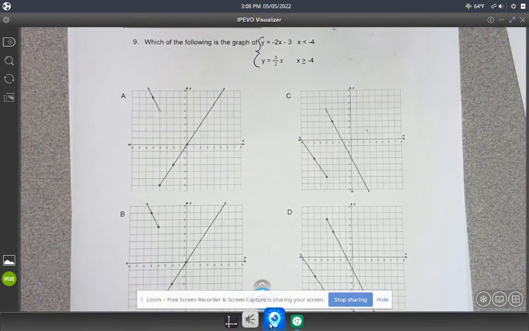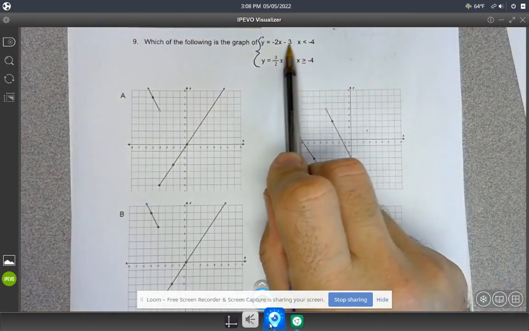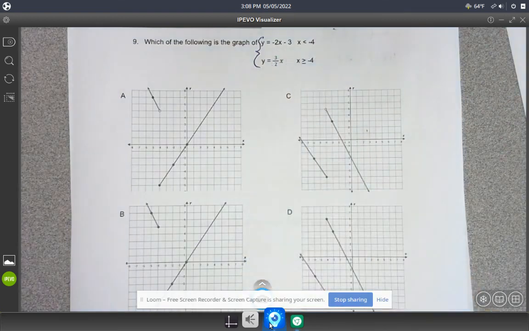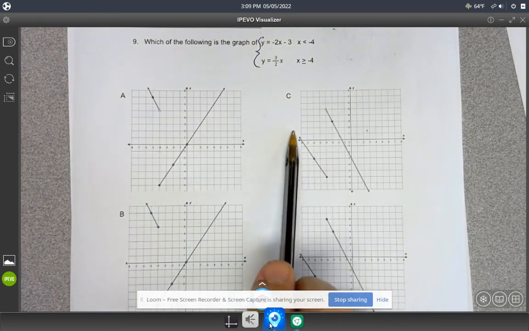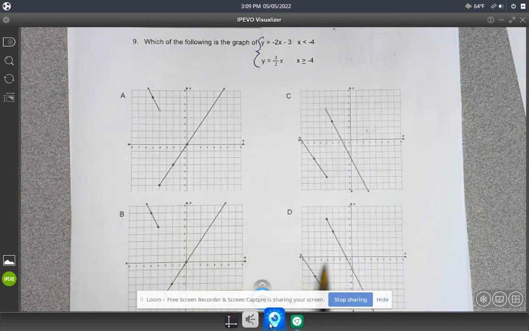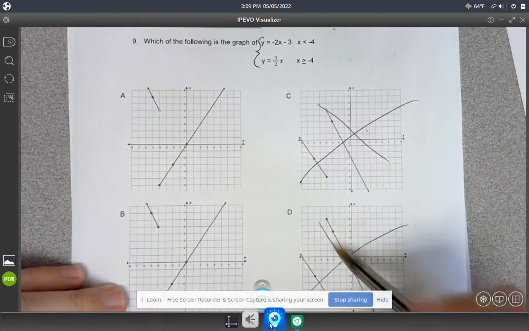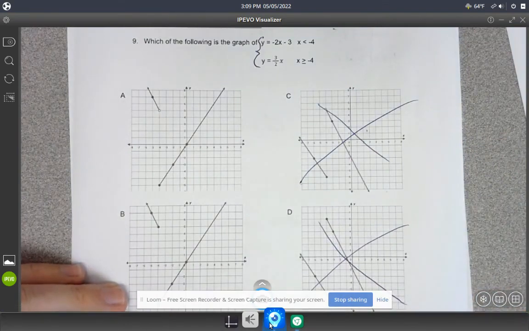So there's some key information that you can look for. You see how this has a negative slope and this has a positive slope? Well, only 2 of the answer choices have one positive slope and one negative slope. See how both of these are sloping downhill, both of them? Okay, those are wrong. It's not C or D. All right, they've got the wrong slopes.